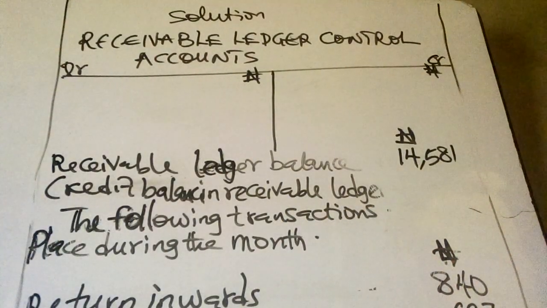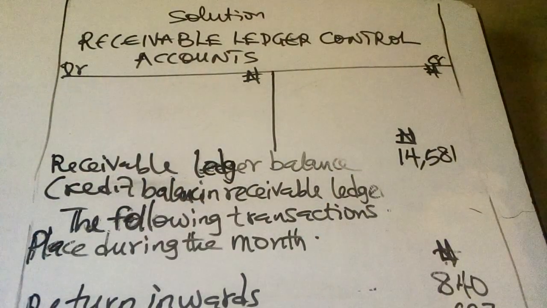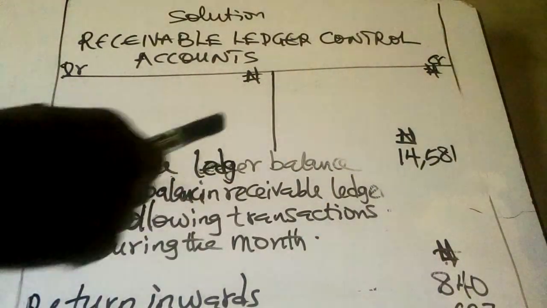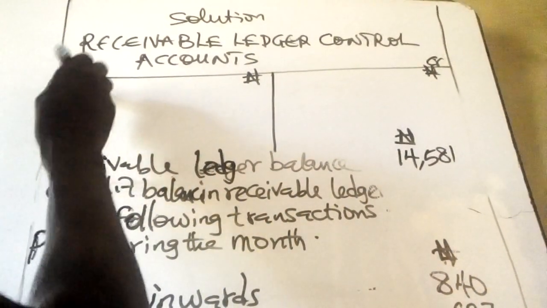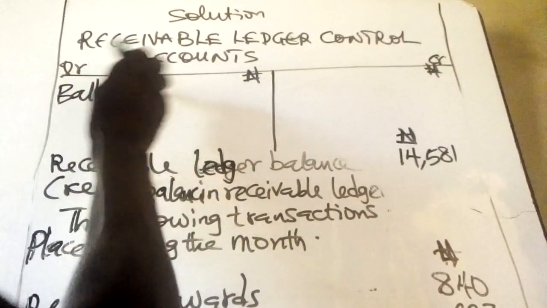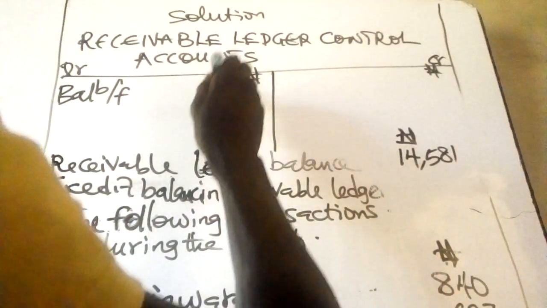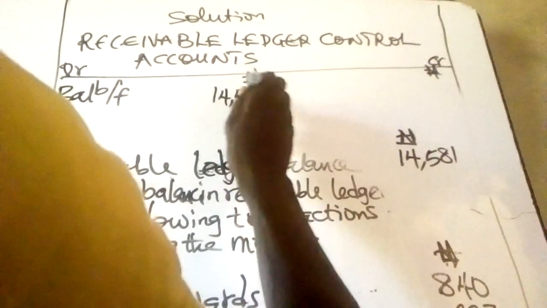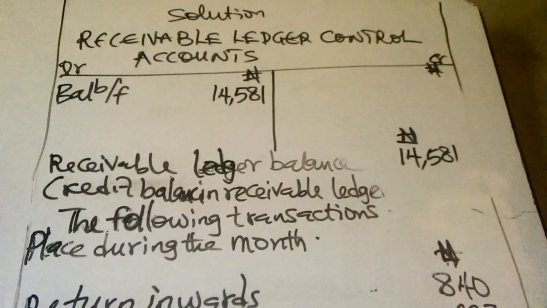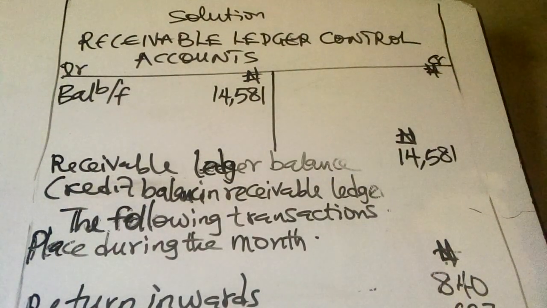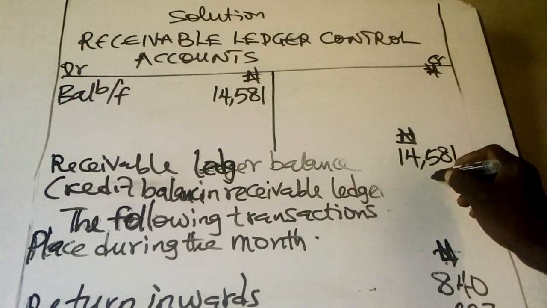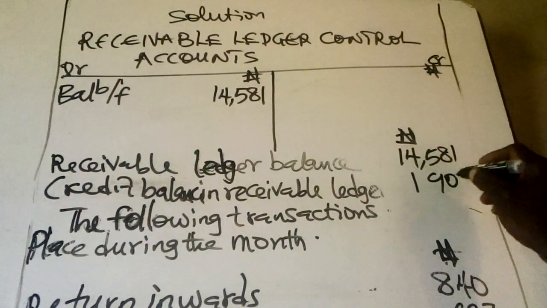So you are given the opening balance. The question says receivable ledger balance. I've told you that this balance is a debit balance. Where the examiner is silent, you know it is the debit balance. The debit balance will be brought down. You either bring it forward or bring it down to the debit side, which is 14,581. You also have credit balance in receivable ledger, and that is given to be 1,902.